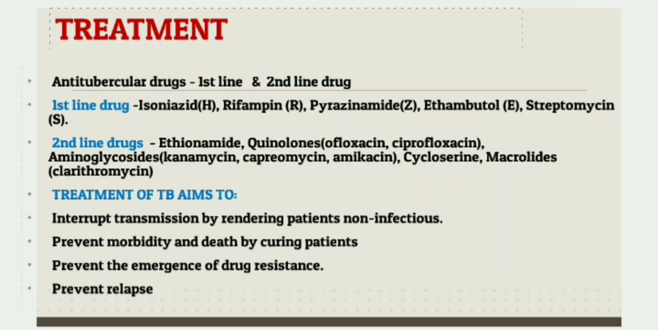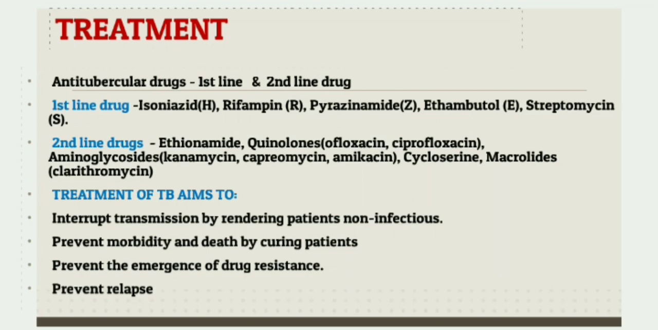Let's move on to the topic. We can classify the anti-tubercular drugs into first line and second line drugs. The first line drugs include isoniazid, rifampin, pyrazinamide, ethambutol and streptomycin. The second line drugs include ethionamide, quinolones like ofloxacin and ciprofloxacin, aminoglycosides like kanamycin, capreomycin, amikacin and cycloserine, and macrolides like clarithromycin.